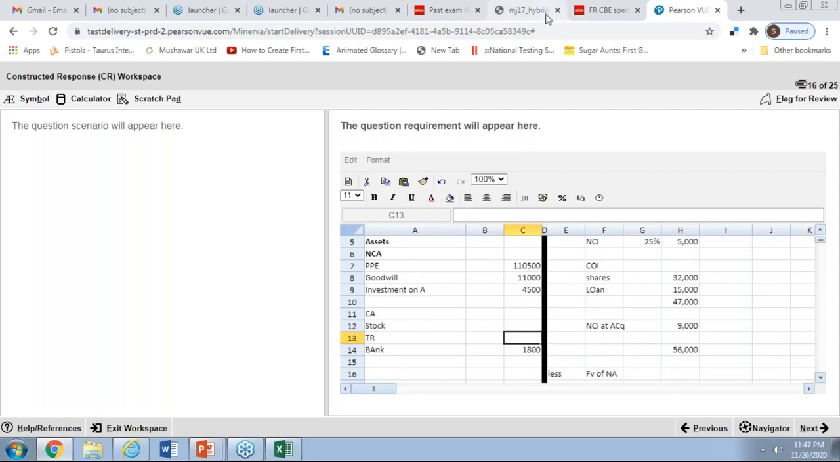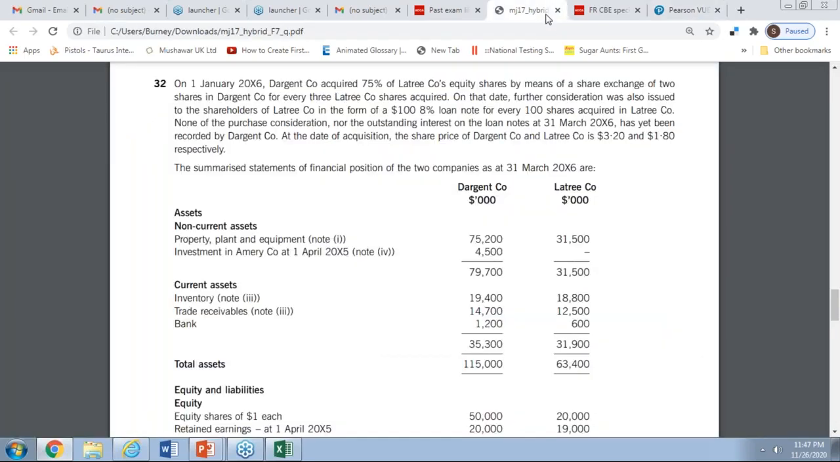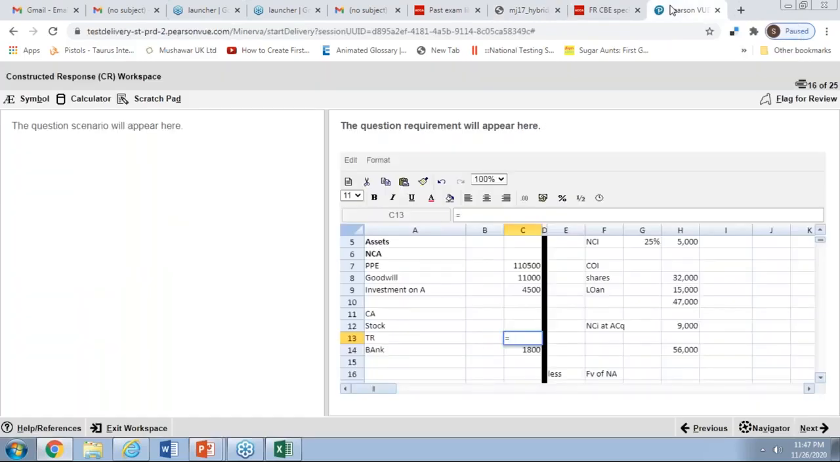What about the trade receivables? 14,700 plus 12,500, minus the current account balance of 3,000. It's done now.